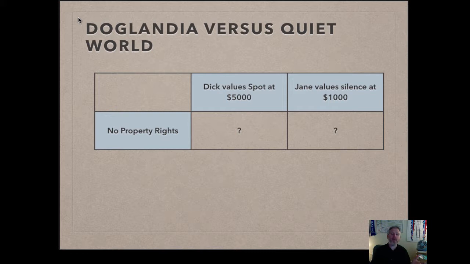Who knows what will happen, because the property rights are not well defined. All right. In a way, it means there will be very high transactions costs when property rights are not well defined. All right. So let's now look at two worlds where property rights are well defined.